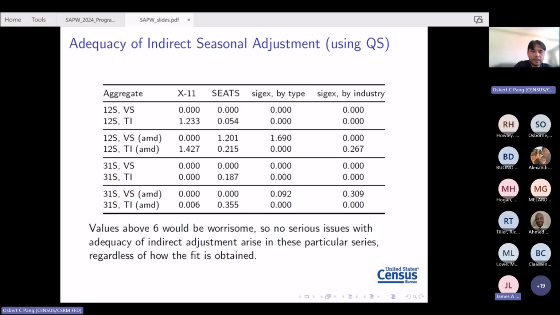Are there any issues with the indirect adjustment, in terms of residual seasonality? The way we looked at it, values above 6 we would consider worrisome. So at least for these particular examples being shown here, it doesn't look like we have any serious issues arising, regardless of how the fit has been obtained.